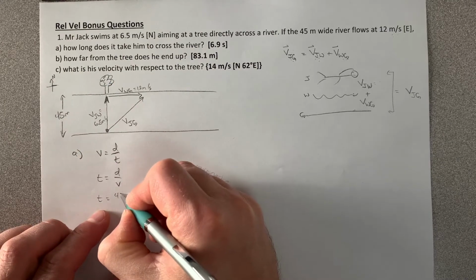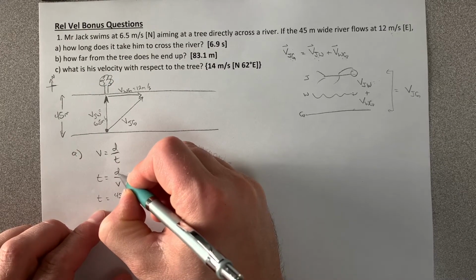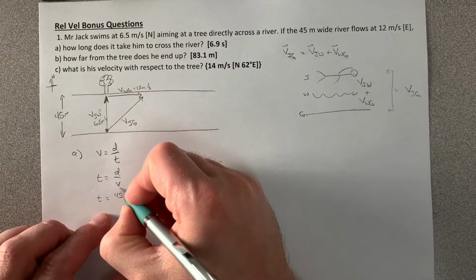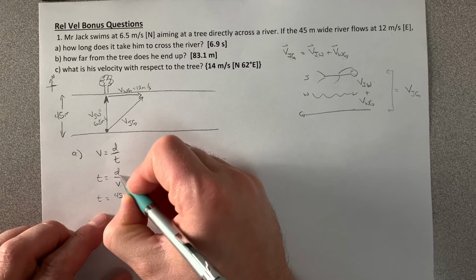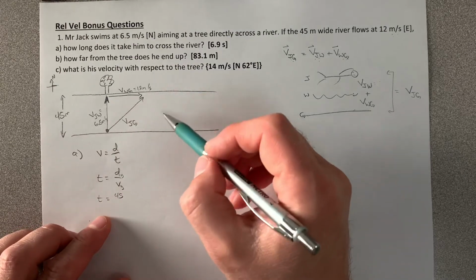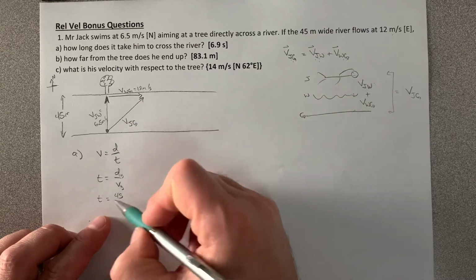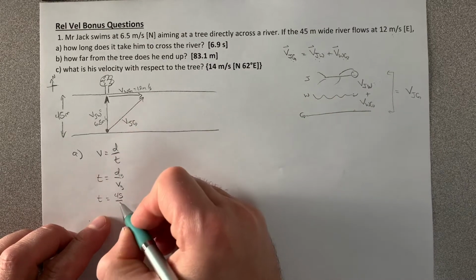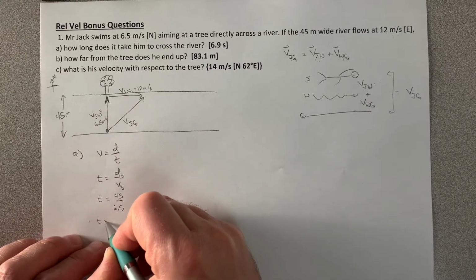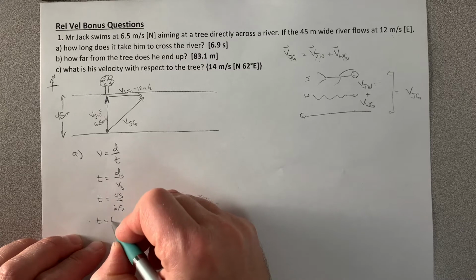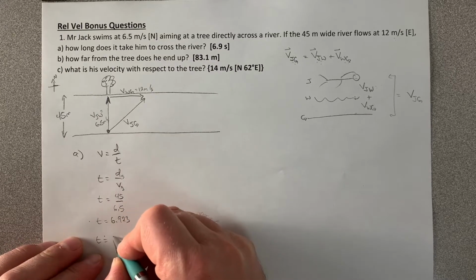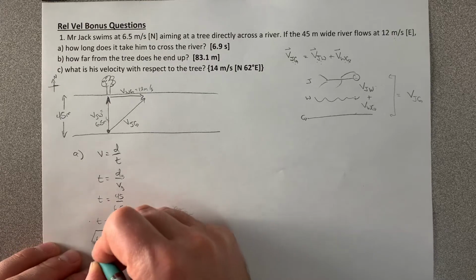Displacement, 45 meters. That would be Mr. Jack's displacement relative to water, or you could think of it as being in the y direction. And this is in the y direction, so you can think of it like dy and vy. Things won't always be nicely in that direction. Somebody could be aiming on an angle, but you can think of it here like that. Velocity, 6.5. I divide those and I get 6.923. Time, approximately 6.9 seconds.